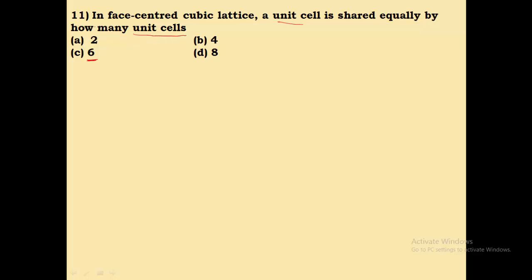Okay, so that a face-centered unit cell is shared equally by 6 unit cells. So option C is the right one.